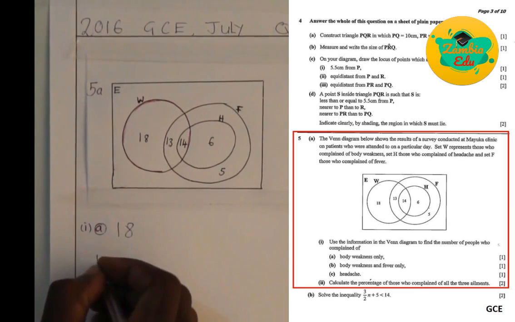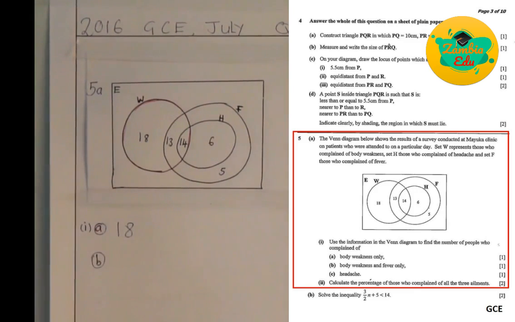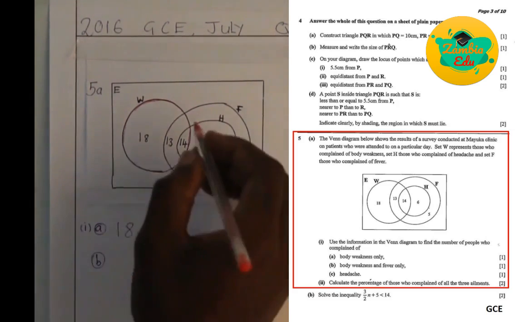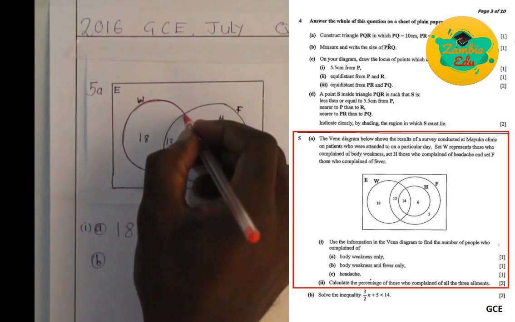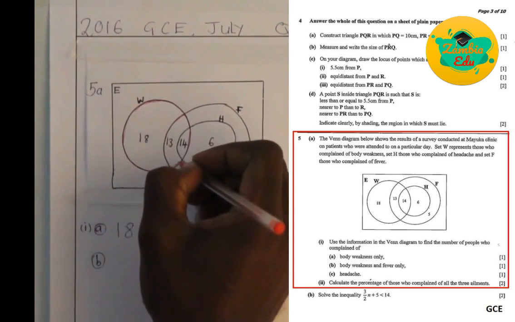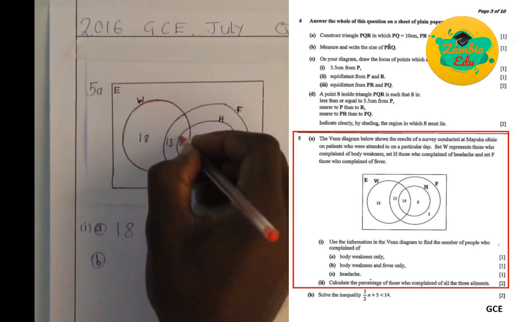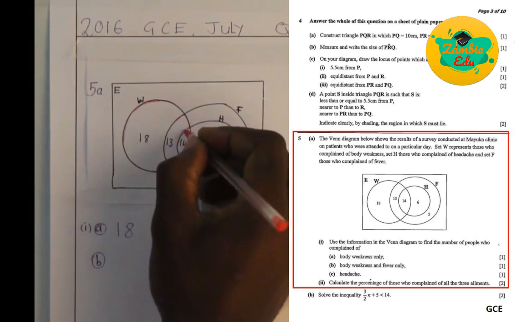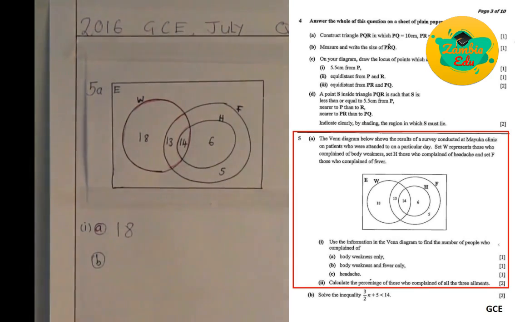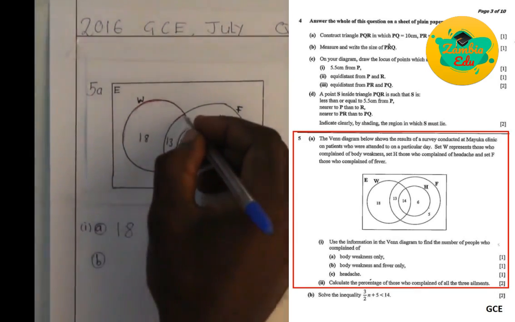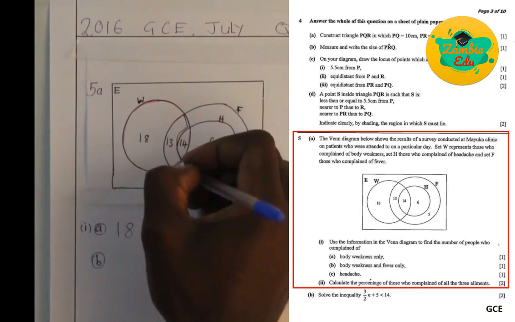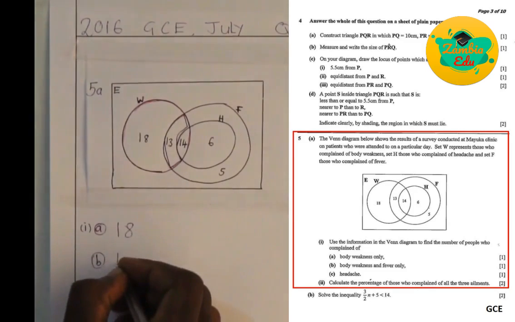So we go to our B. 1B question says, those who complained of body weakness and fever only. So we go for the intersection of those that complained of body weakness and fever. It's this part. This is the part that represents the body weakness and the fever only. So this part is what we are putting into consideration, and what we get there is 13.